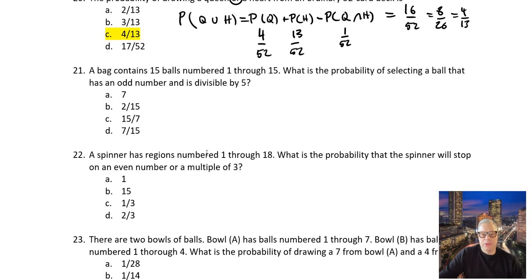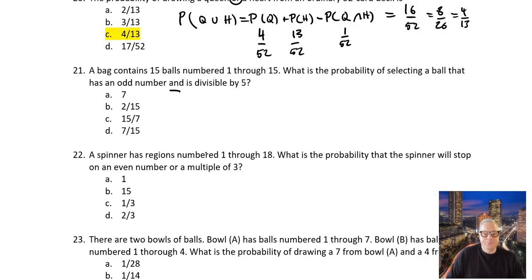A bag contains 15 balls numbered 1 through 15. What's the probability of selecting a ball that has an odd number and is divisible by 5? So here you've got to be careful. We cannot just apply, even though you read an "and" here, the multiplication rule, because the events are not mutually exclusive.